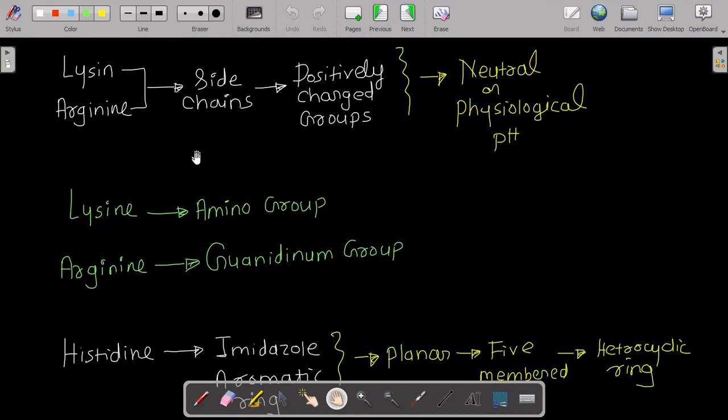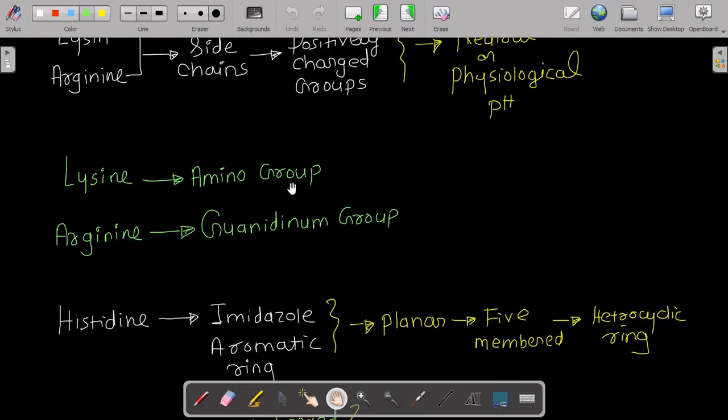Lysine has an amino group and arginine has a guanidinium group in its side chain. The side chain of lysine has an amino group which is positively charged, and the side chain of arginine has a guanidinium group which is positively charged.